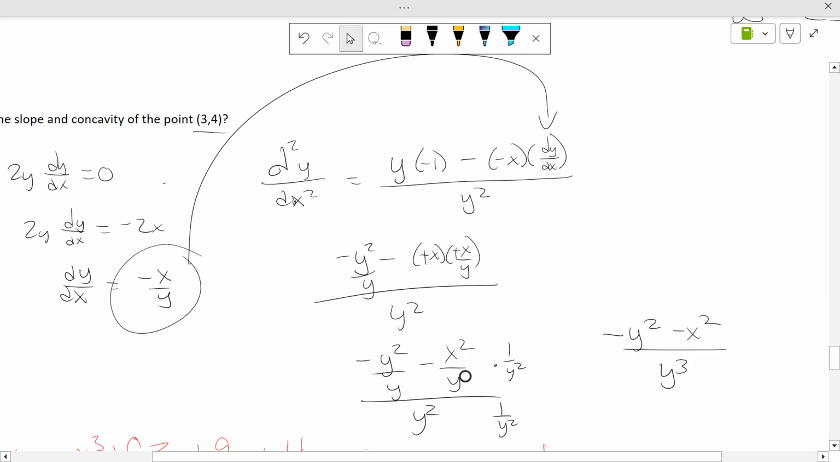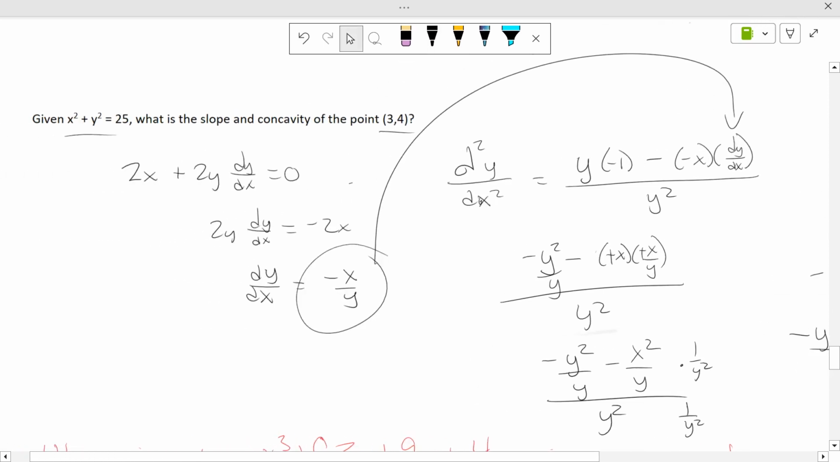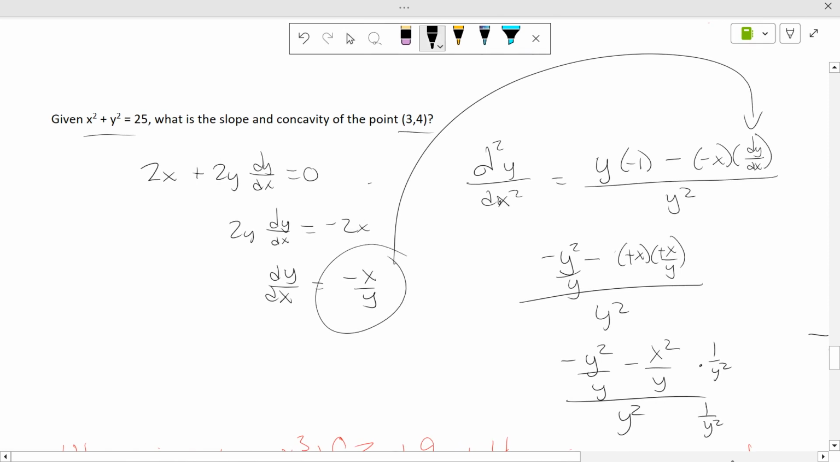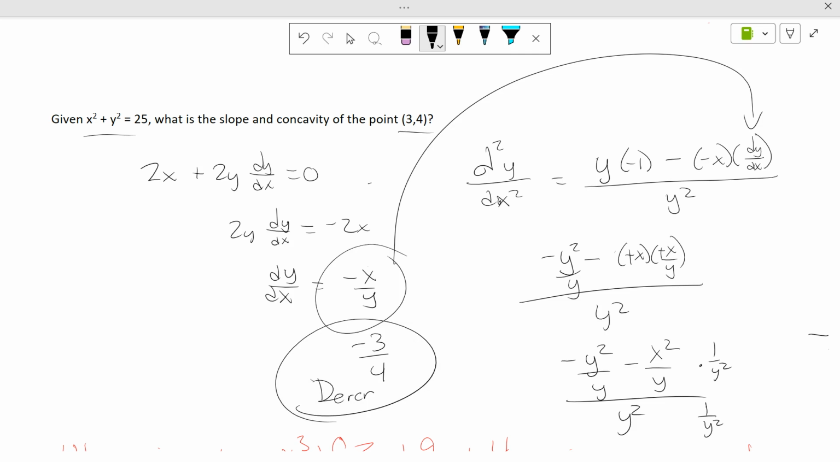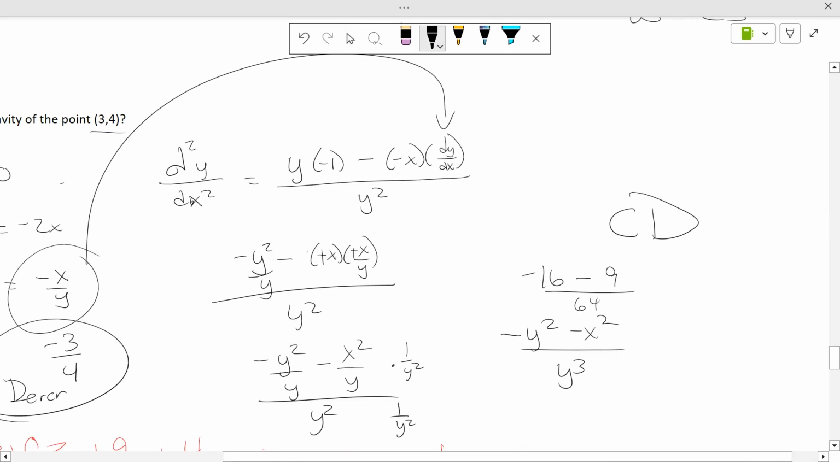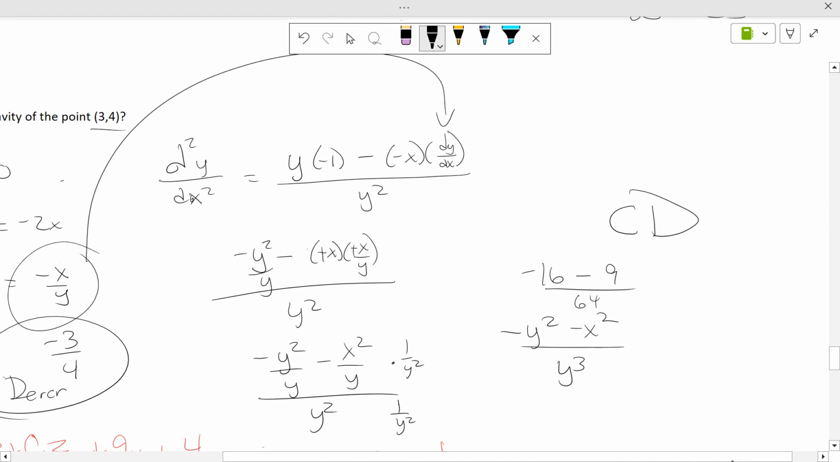So if I stick 3, 4 into there, I get negative 16 minus 9 over y cubed, 64. It's going to be a negative over a positive, correct? So I'm going to be concave down there, because that's my second derivative. If I want to find my slope, that's the first derivative. Negative x over y is negative 3 over 4. It's going to be decreasing. So that's how you find your slope, and the concavity is concave down.